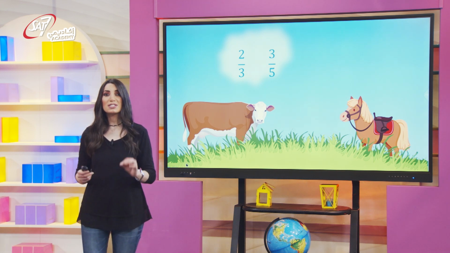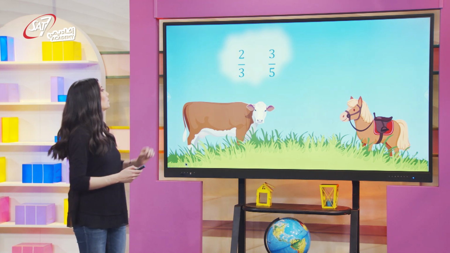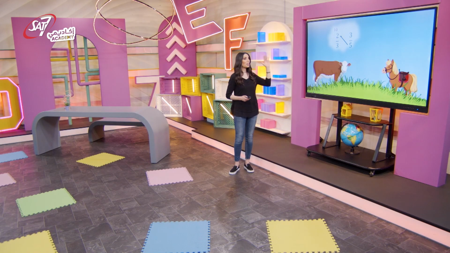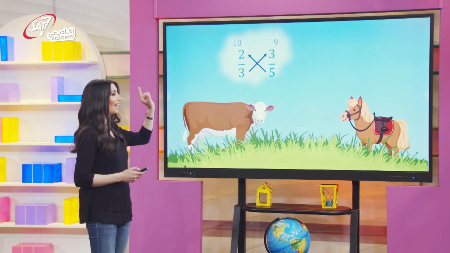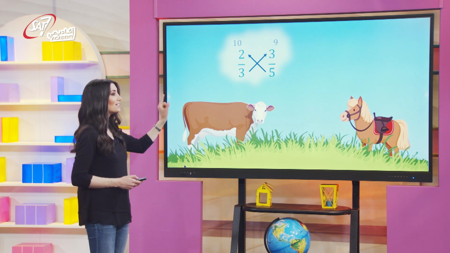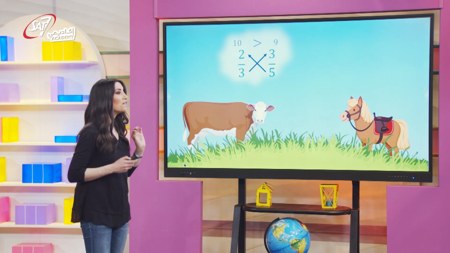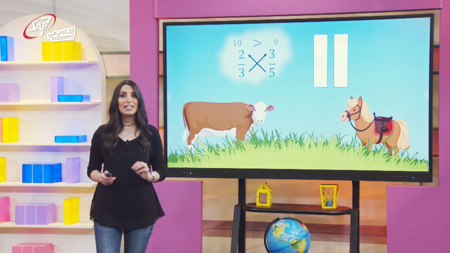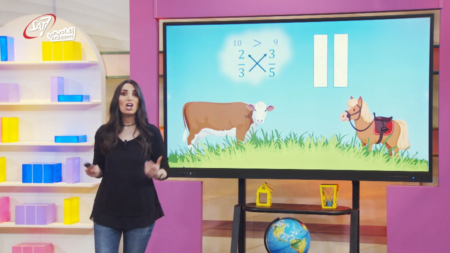We can cross multiply. Multiply 5 by 2. It's 10. Multiply 3 times 3, it's 9. Now compare 10 and 9. 10 is greater than 9. This means 2/3 is greater than 3/5. How easy is that? Let's imagine that each of these bars represents a ton.